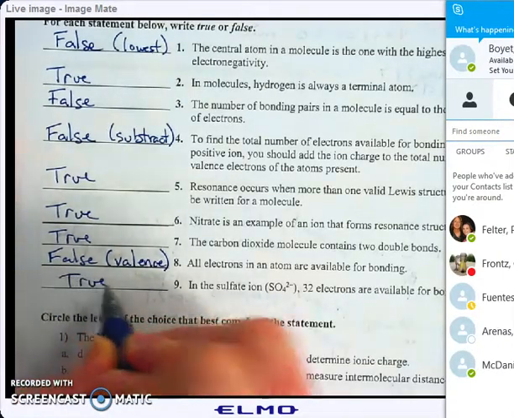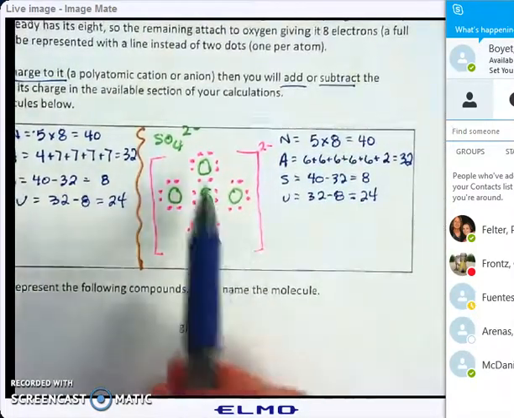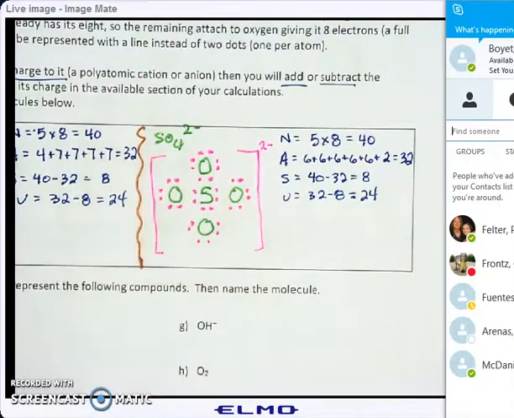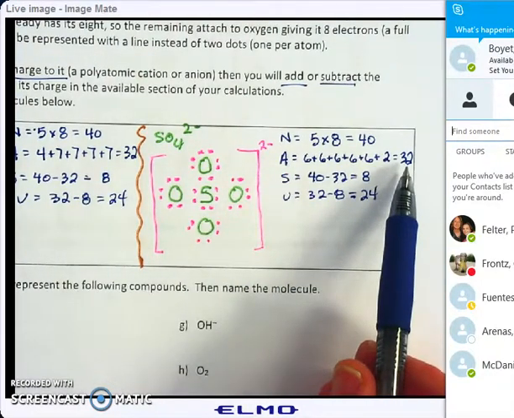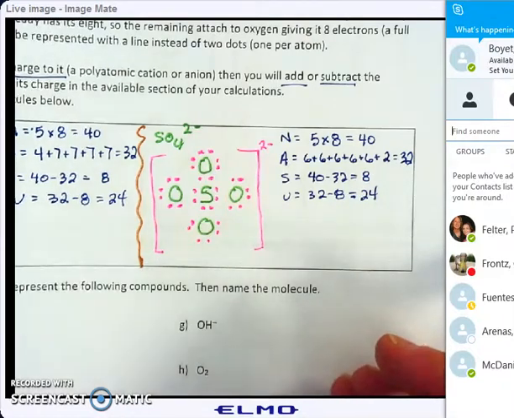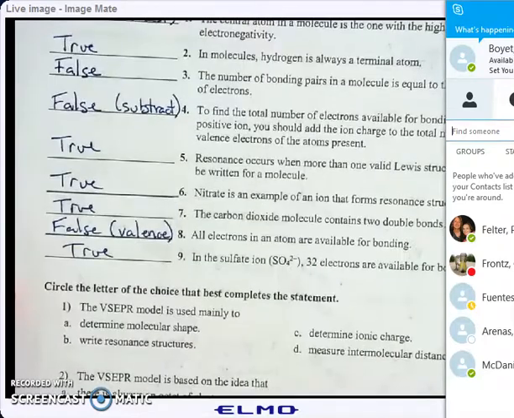True. Once again, if you looked at your unit packet, I think it's on that 2nd page, we did the sulfate ion, and the available worked out to be 32. So you should have that already. Number 1.